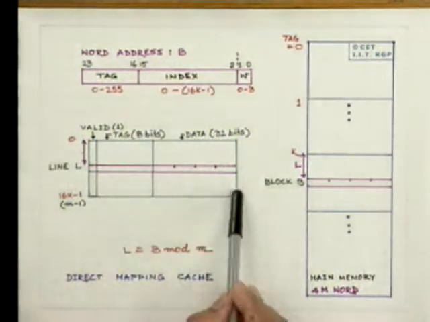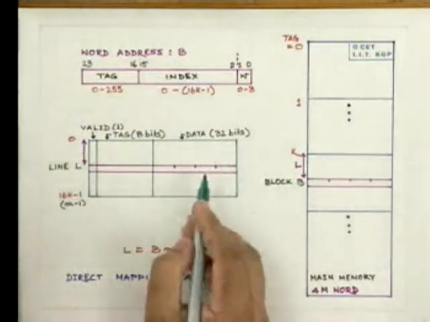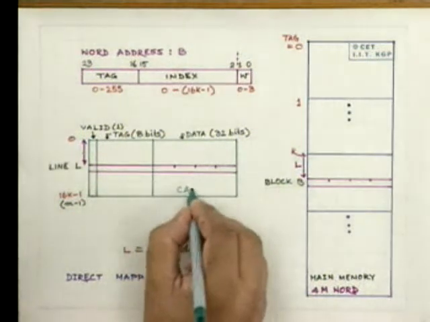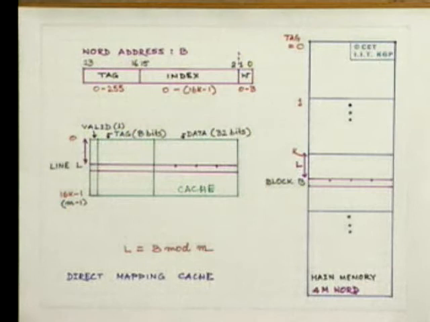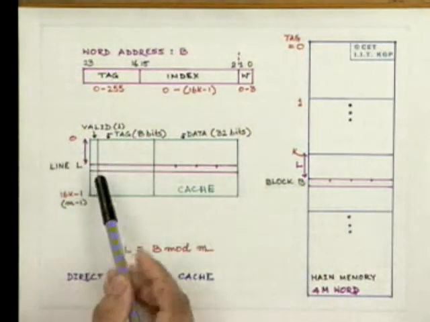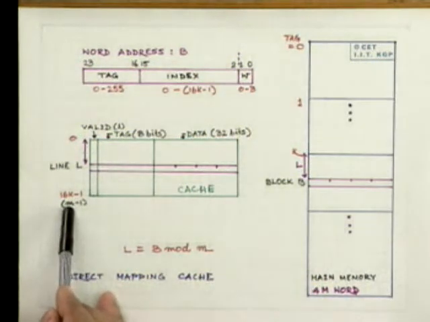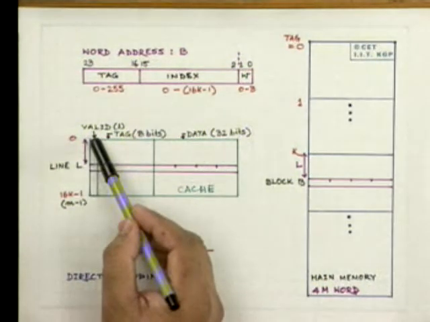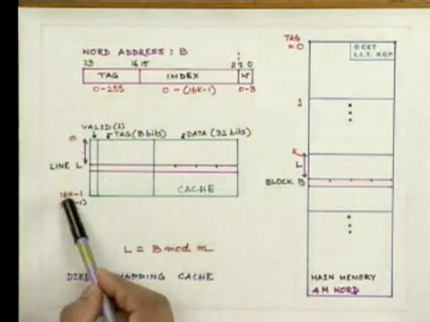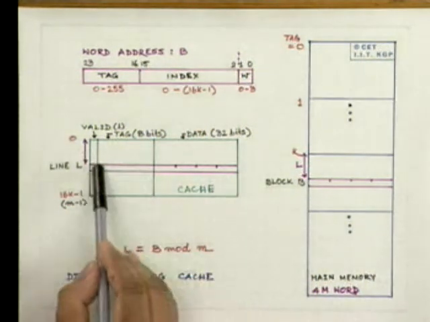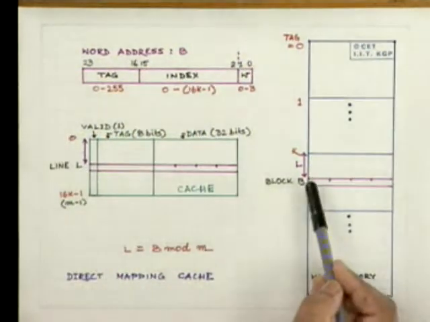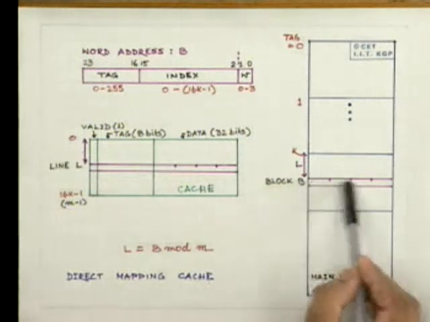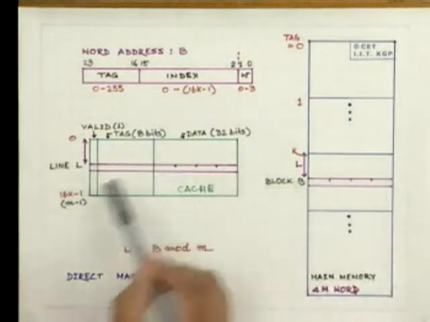This is our cache memory, and say this is of size M. Here we have taken M to be 16K, therefore the addresses of the cache can be from 0 to 16K minus 1. Each location of the cache is called a line. Our mapping will map one block of main memory into one line of the cache.